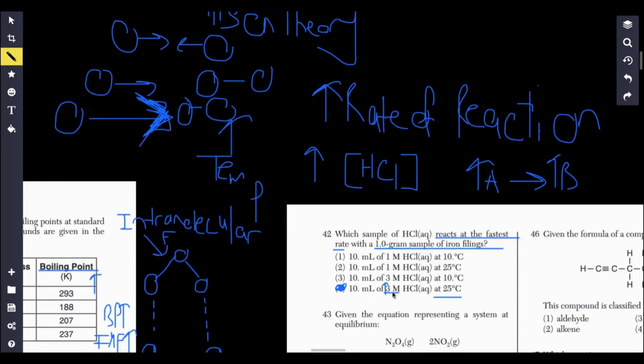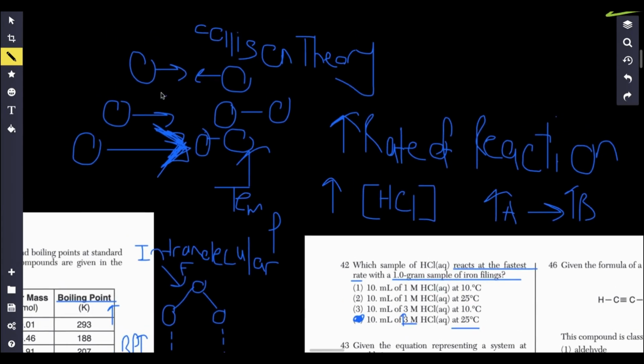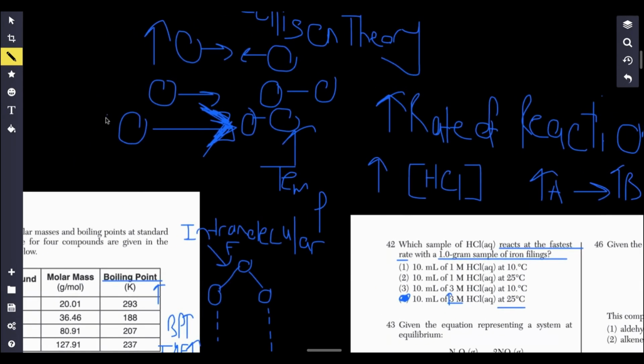Now, if I increase the temperature, not only is that increasing the amount of collisions there are, but if the particles are traveling at more speed, that's also going to increase the energy, right? It's going to increase the force that they hit the other thing with, and therefore it makes it more likely that it's going to react.